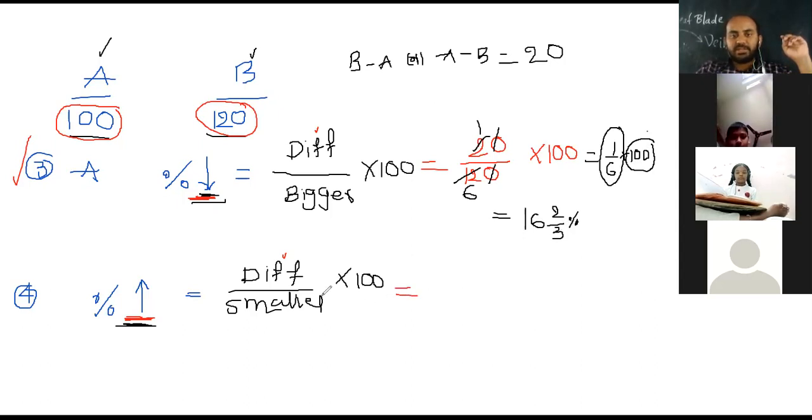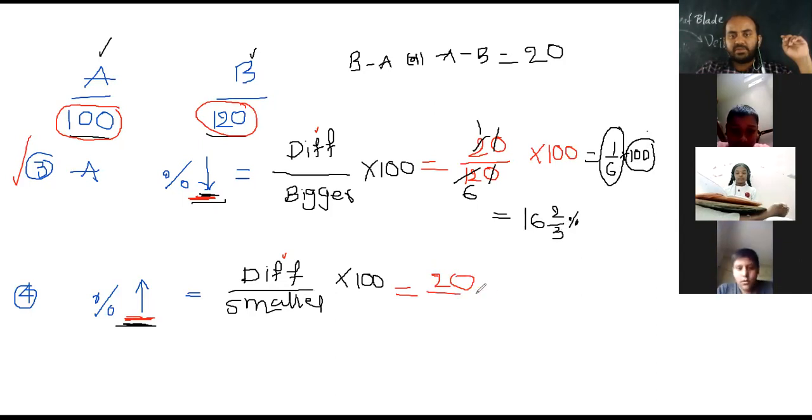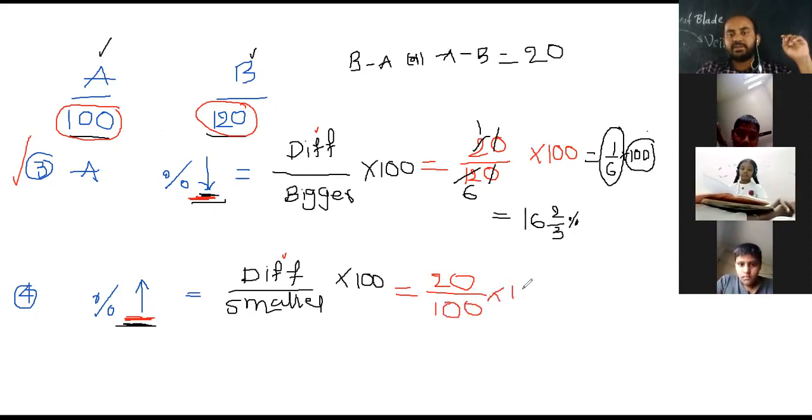Now coming to the next question. Here, see the difference. What is the difference? 20 is the difference. And what is the denominator? The smaller number. Out of 100 and 120, which one is smaller? 100 is the smaller number. Write 100 here, into 100. Then I can cancel this 100 and 100. Now the remaining number is 20. That is, 20% is the answer.